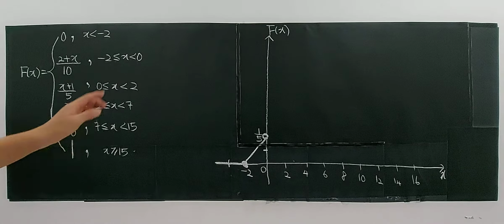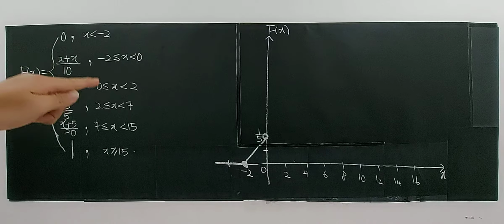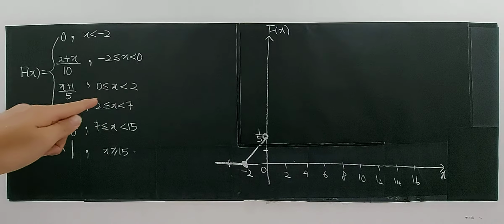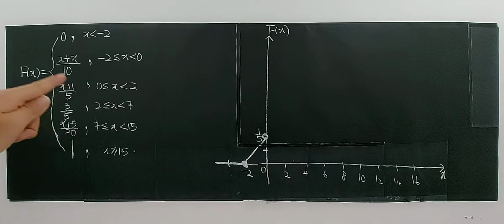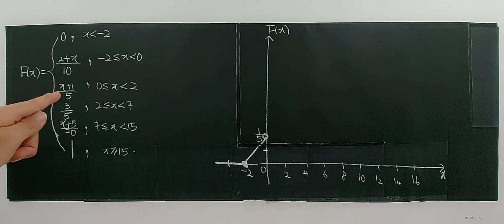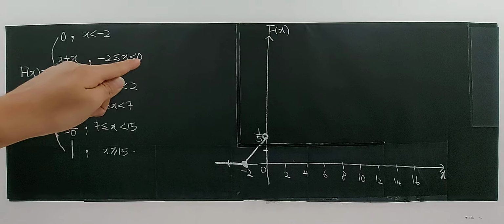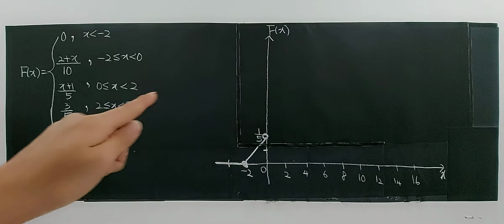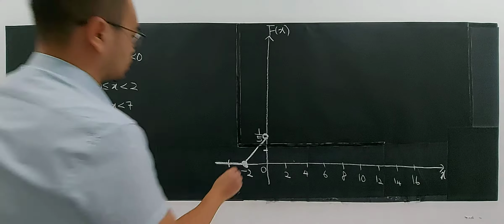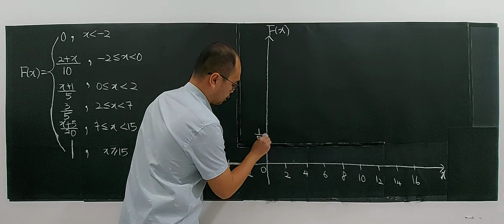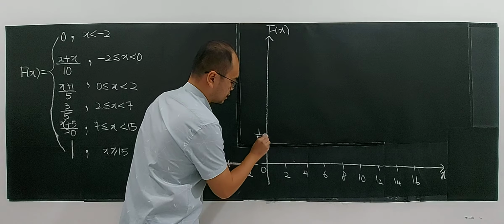Later on, we see the next interval here from 0 up to 2, right? So you substitute the 0 again. You will find out that when you substitute the 0, you are still getting 1 over 5, because just now you were getting 1 over 5 also. So now include equal, so this circle will be filled in.